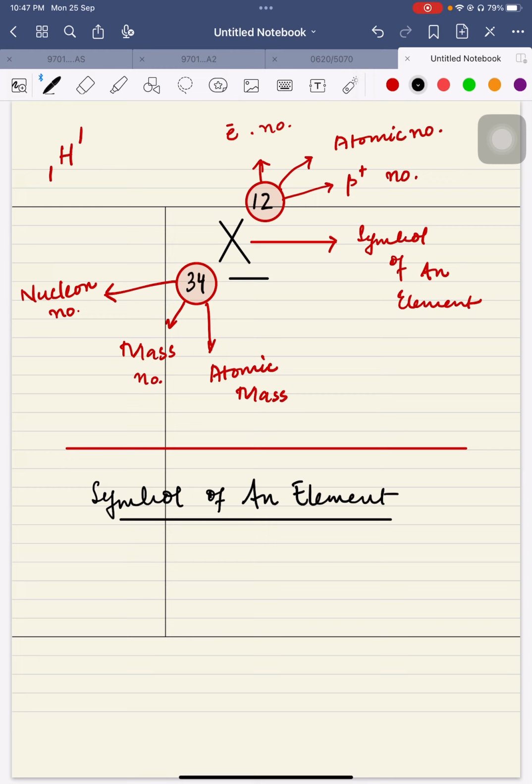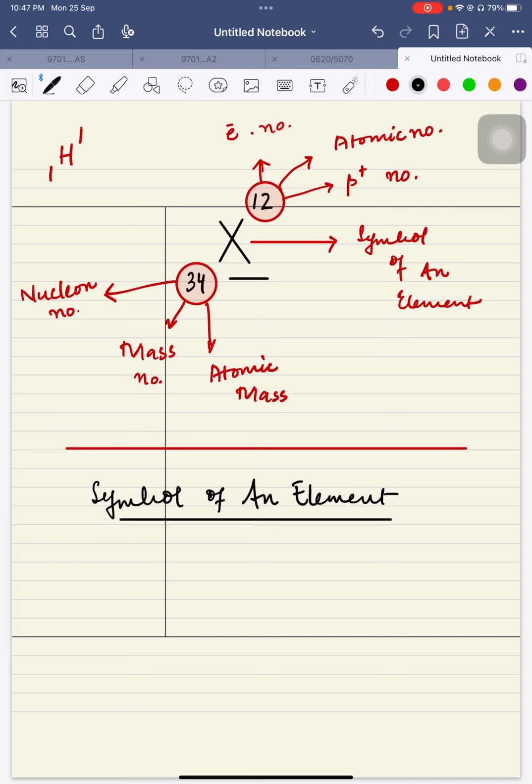The smaller number is called the electron number, or the proton number, or the atomic number. So can we say that the proton number and the electron number are similar? Yes, proton number and electron number are always similar in the case of any neutral atom.